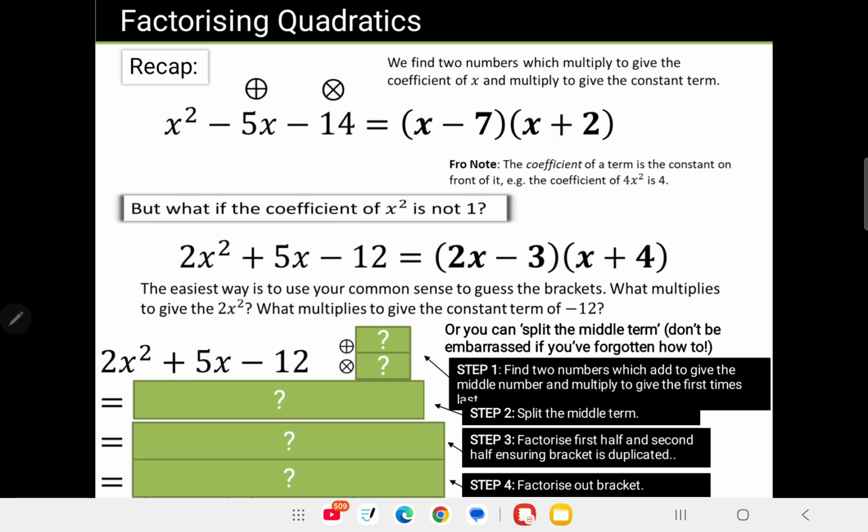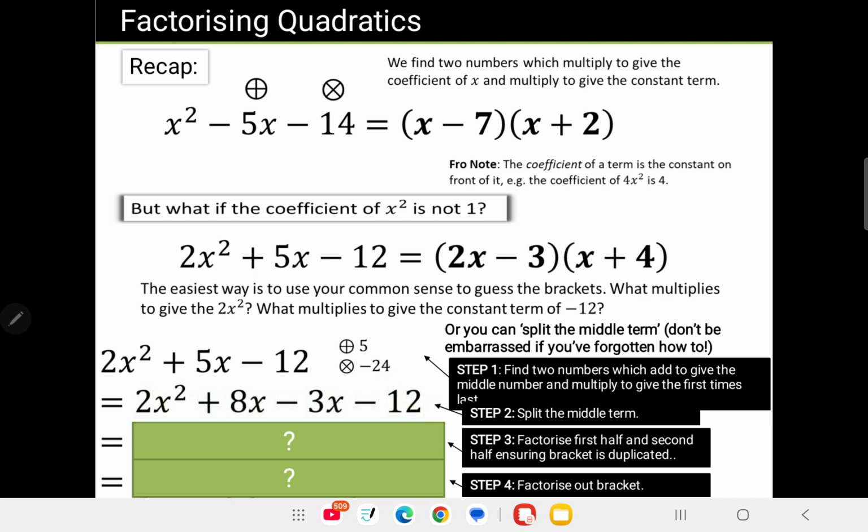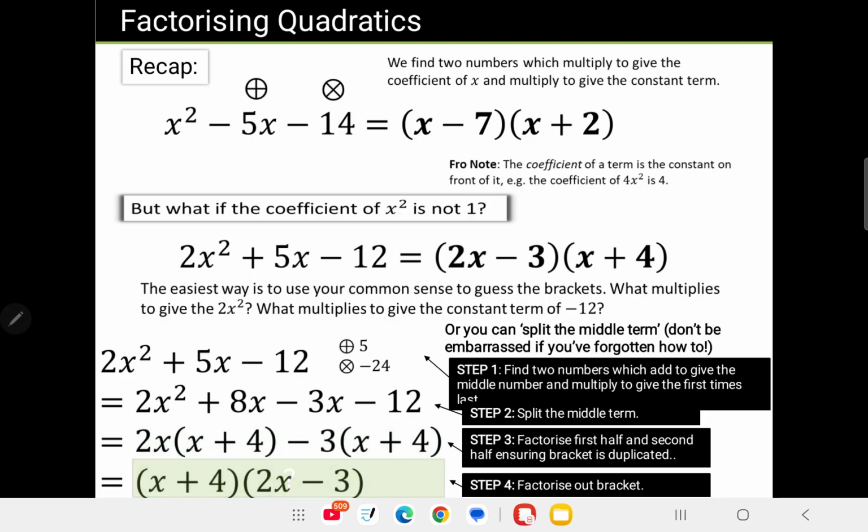You can see here again, they explain the same method as we discussed. As a sum we need 5, as a product we need minus 24. So we can split our 5x by using these two numbers, 8 and minus 3. Then we do the group-wise factorization, and after the final factorization we'll get the factors.